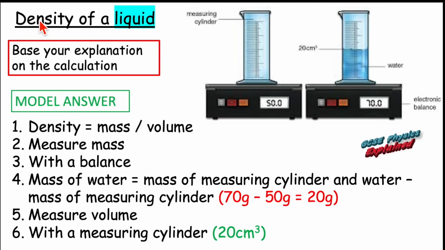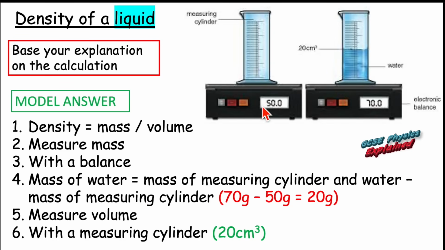Once again, it's density, so base your explanation on the calculation for density. So that's mass over volume, 1 mark for saying that. It tells us to measure the mass with what? With a balance. Measure the mass of the water. You will take the mass of the measuring cylinder and the water, like over here, and you'll take away the mass of just the measuring cylinder.